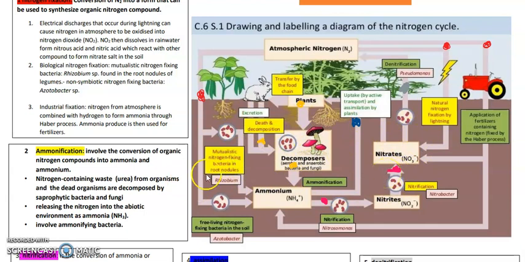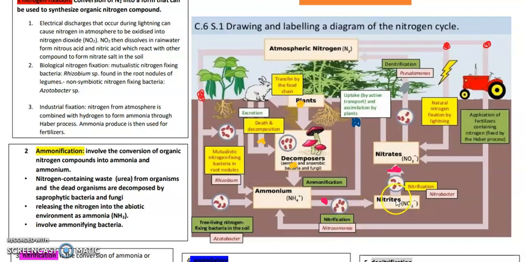Okay, second, next is now from the biological fixation, okay, the nitrogen is converted to the ammonia by the help of bacteria called rhizobium. Then this ammonia must be converted to nitrates. This process is called ammonification. Okay, sorry. That is nitrification. So this ammonia is converted to nitrates by the help of bacteria called nitrosomonas.